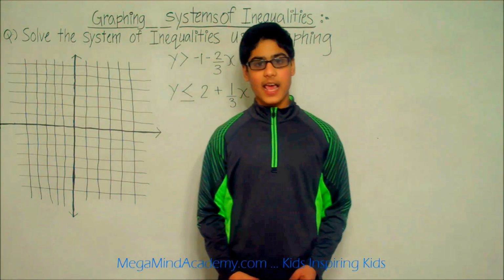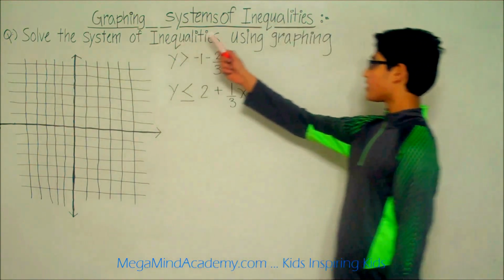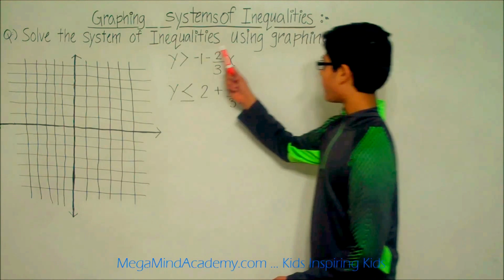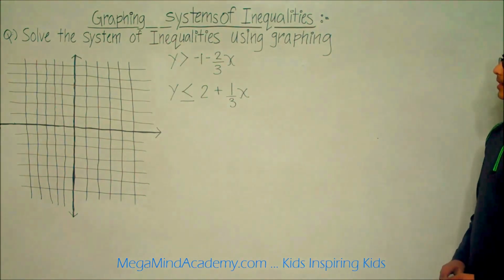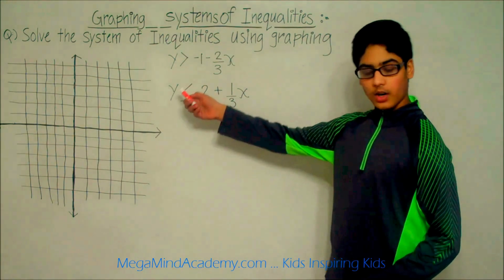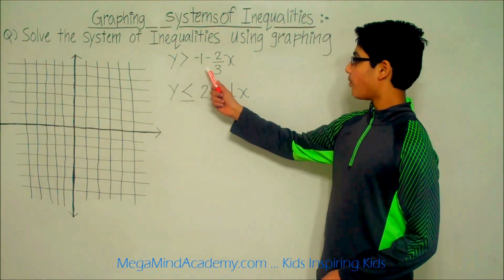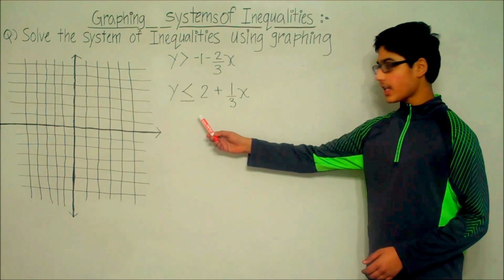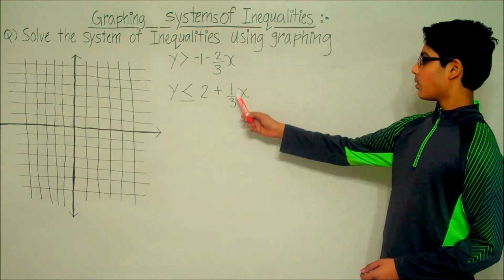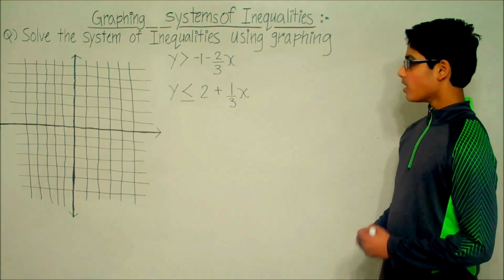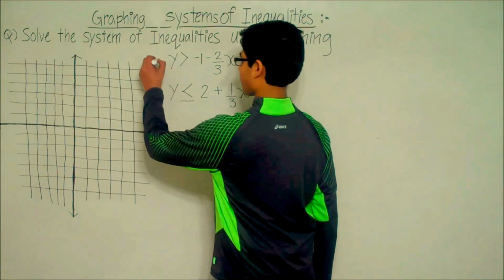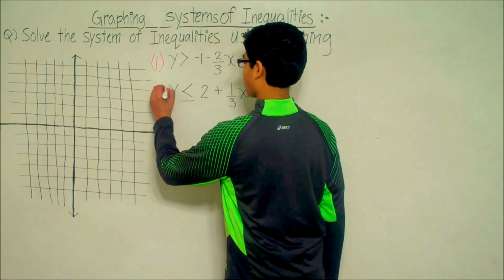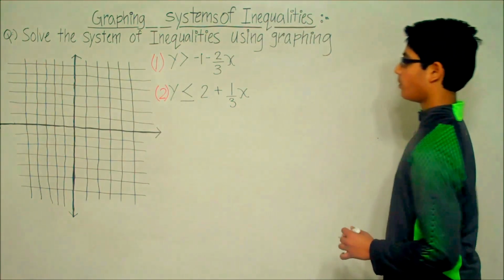Hi! Today we're going to learn about graphing systems of inequalities. Let's say we have to solve the system of inequalities using graphing. The two inequalities are y is greater than -1 minus 2 over 3x, and y is less than or equal to 2 plus 1 over 3x. Let's first label this inequality as inequality 1 and this inequality as inequality 2.